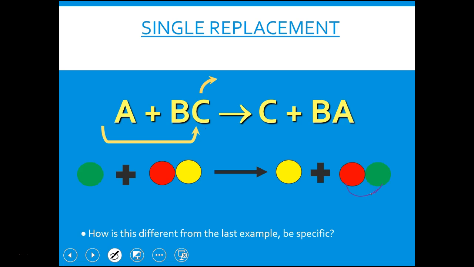So how is this different from the last example? Well, A can only replace C, M could only replace B, and so therefore we get something that is a little different each time, because ionic bonds are very picky when it comes to the substances they work with. They will only work with substances that are opposite them.